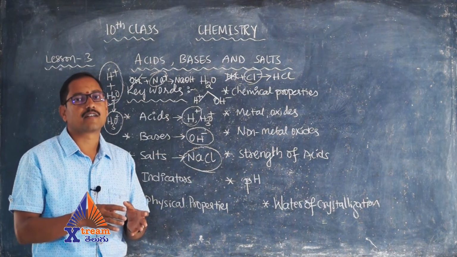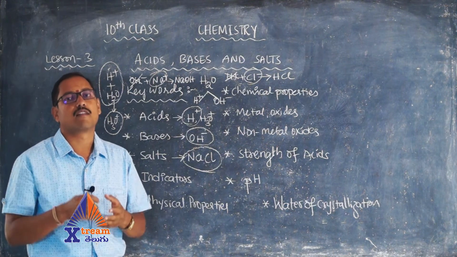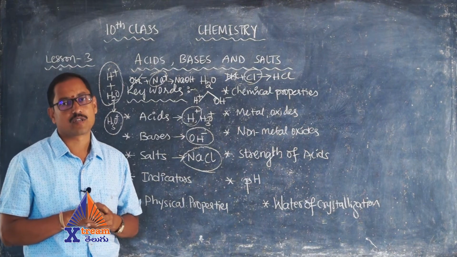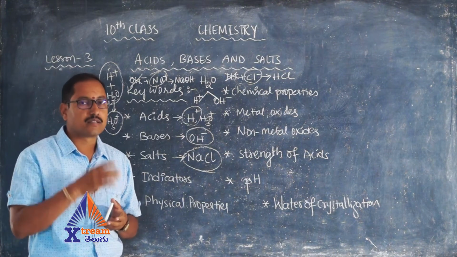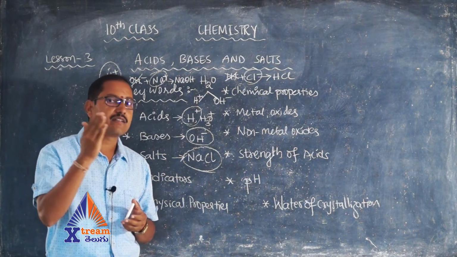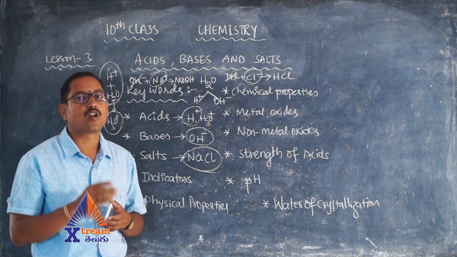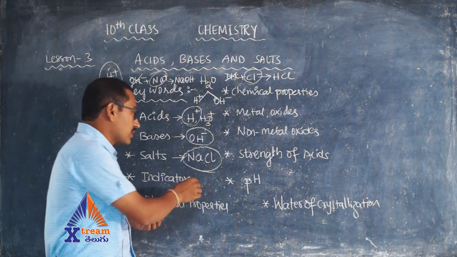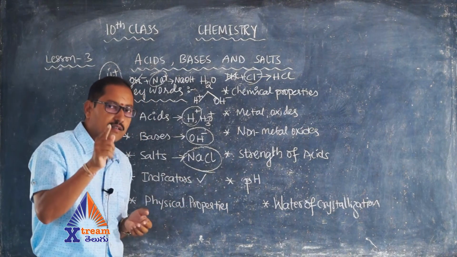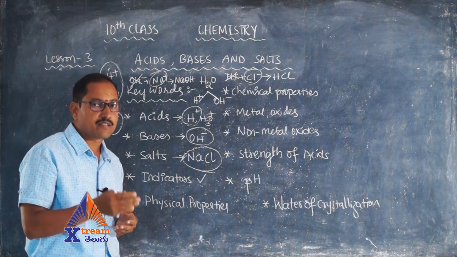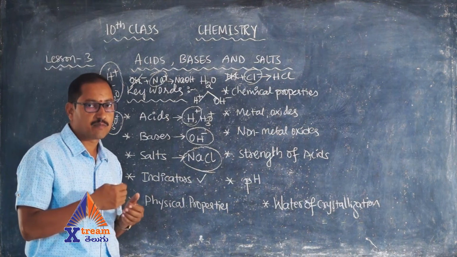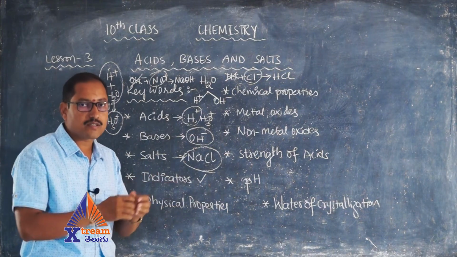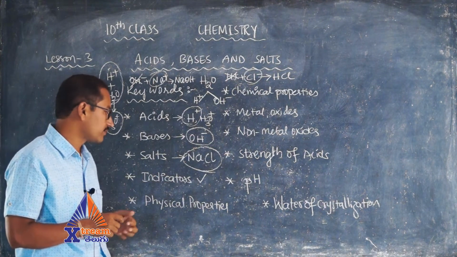There are some indicators which change their smell on reaction with acids, bases or neutral solutions. So the indicators which change their smell are called olfactory indicators. So indicators are nothing but the chemical substances or materials which change themselves to indicate whether the given solution is acid or base or neutral solution.